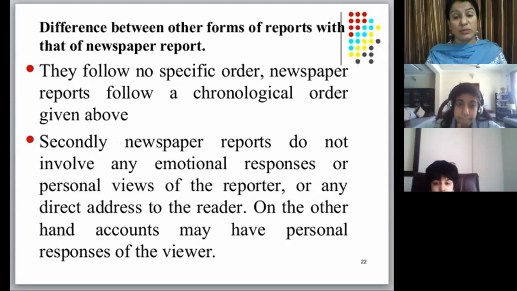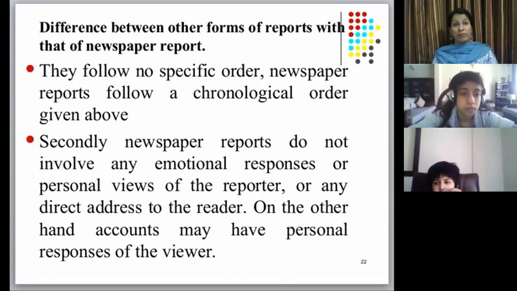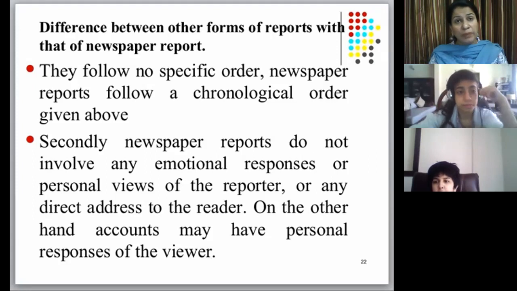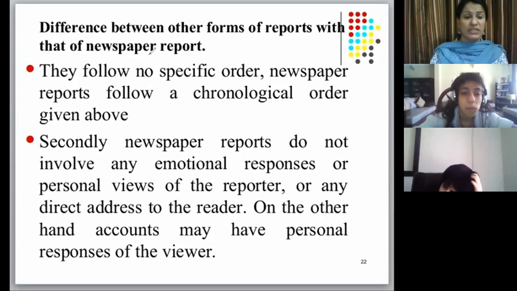Secondly, newspaper reports do not involve any emotional responses or personal views of the reporter or any direct address to the reader. Newspaper reports are unbiased. They do not cater to the reporter's emotions. The reporter will not say, "I feel pity for the NASA experts that they couldn't catch the probe," or "I was devastated to see how the probe went crashing into the earth." You do not share your emotions as a reporter. You're not allowed to show your opinion. Exactly. Ma'am, what about the 5 W's? I'm coming to that. On the other hand, accounts may have personal responses of the viewer.